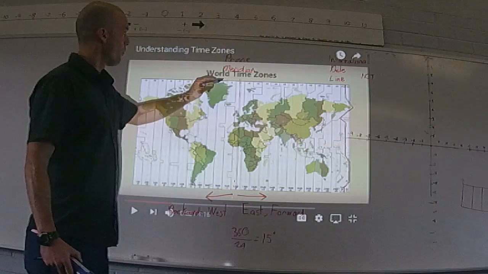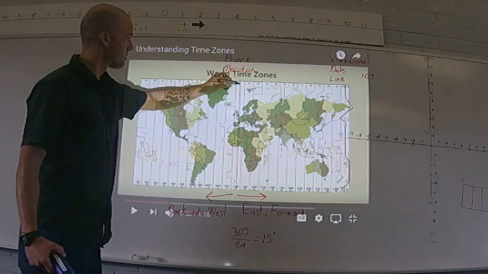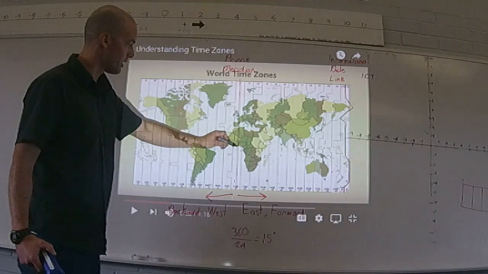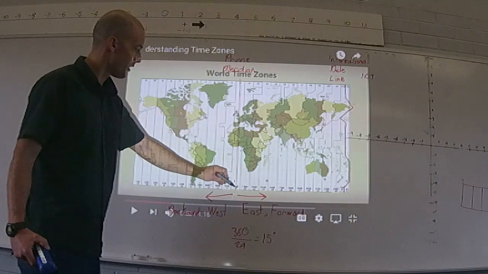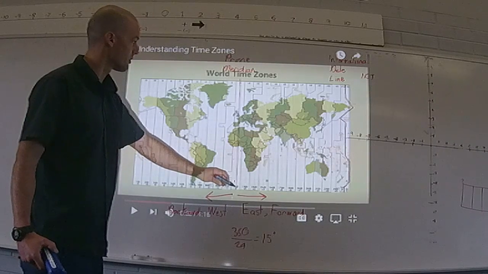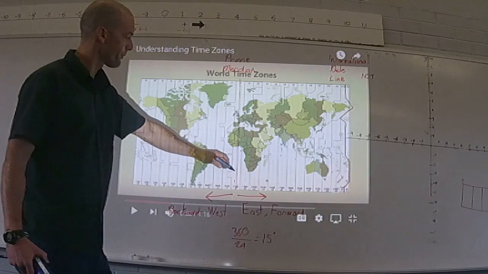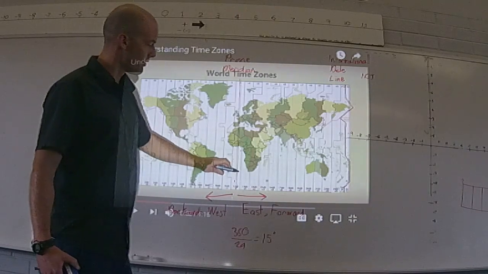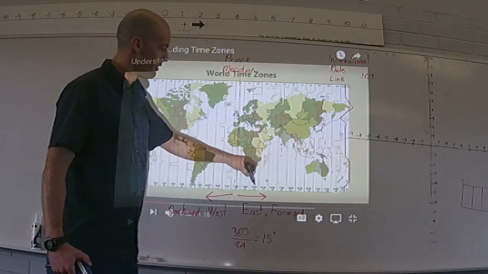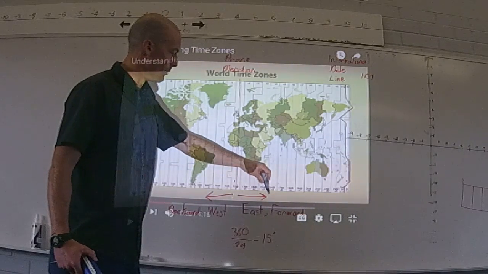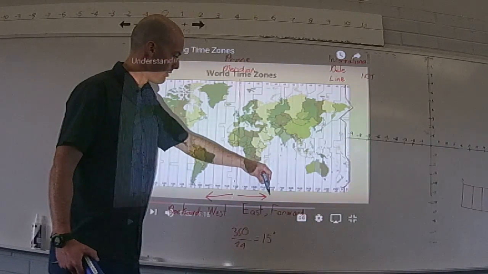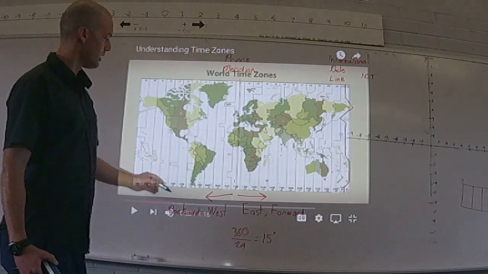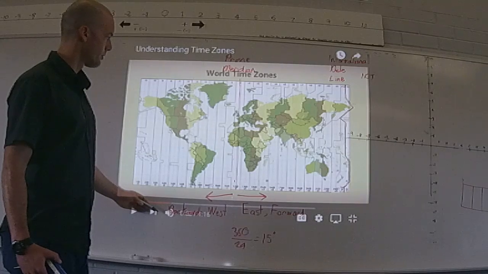Now, the most important one is the prime meridian, which starts at Greenwich, UK, goes through, comes out of Ghana, and is at 0 degrees longitude. Now from this line, if you move east of this line, so heading that direction, time goes forward. Okay? And if you move west, time goes backwards.